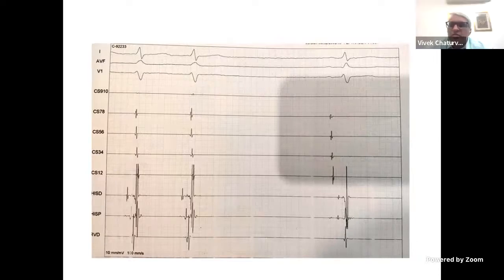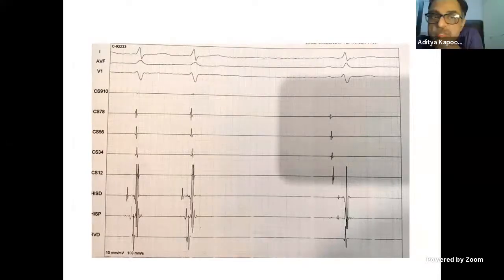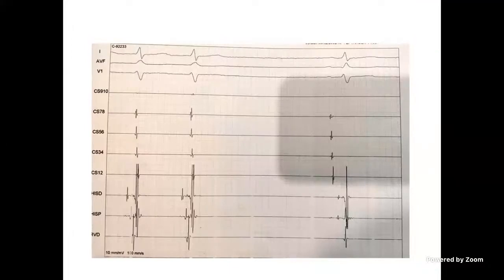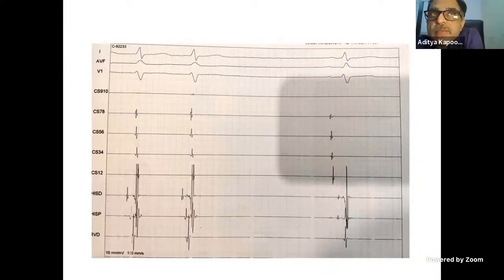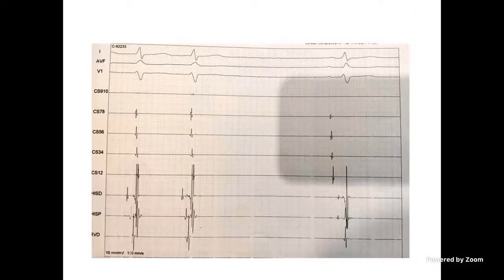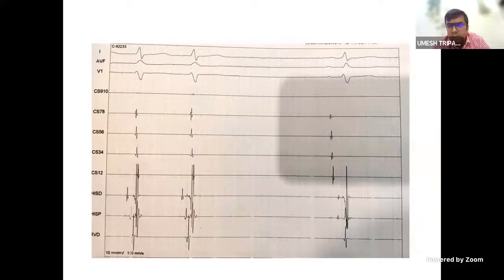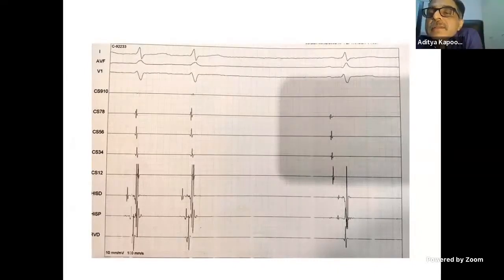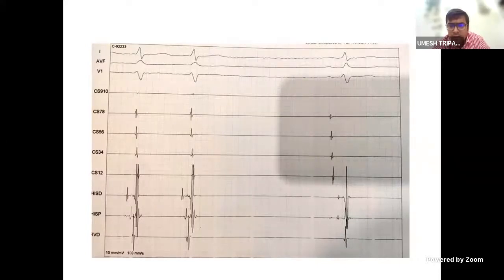Anyone else? You're right that it rules out an atrial tachycardia, but why? Umesh, anybody else? So if it terminates with an A, where exactly is it terminating? Sir, if it's terminating with the A, that means there's retrograde. No. It's terminating in the AV node. Sir, that's why it terminates with the P wave. The wave has not conducted.